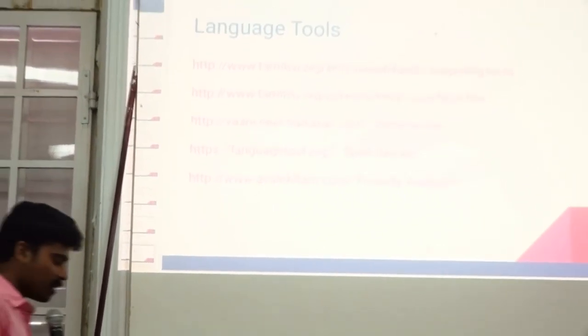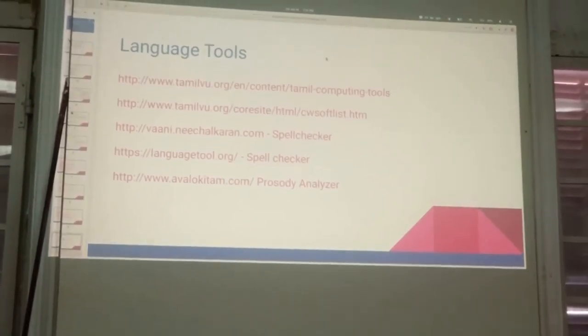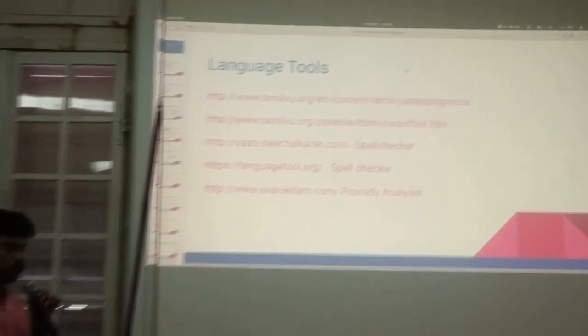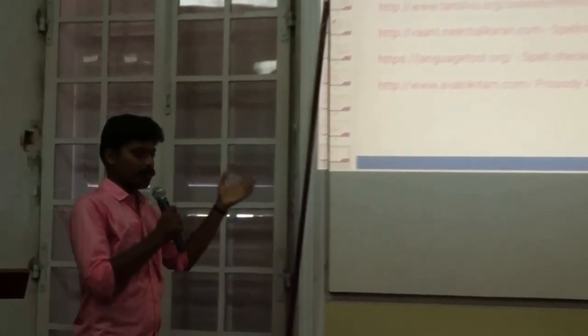Okay, other than that, what are the existing tools in the Tamil community? If you are interested, you can check out these websites. The first one is Tamil Virtual Academy, which has a list of tools. There you can find any number of tools, from spell checkers to font converters. There are even some dictionaries available there. In the second list, you can find a lot of open web-based tools. Another one is my spell checker.